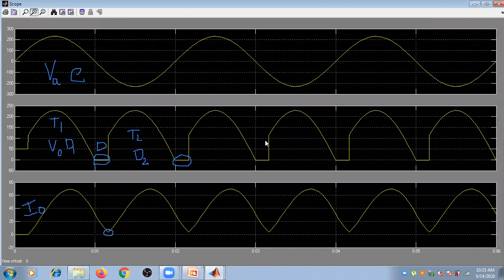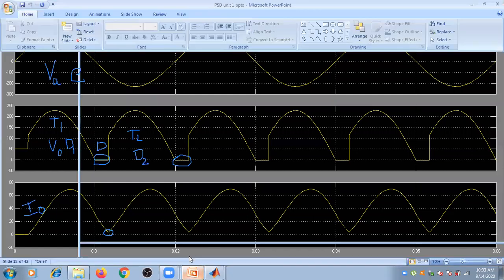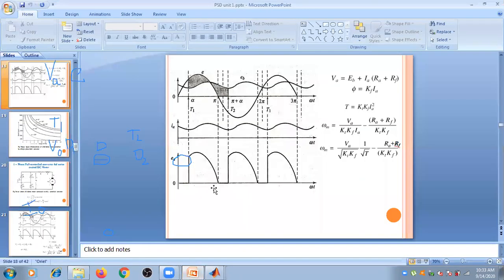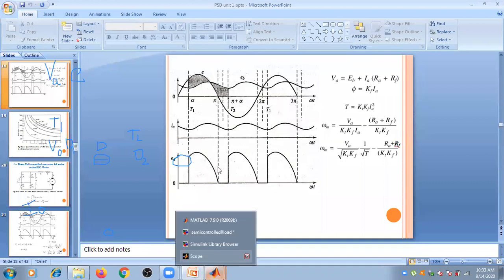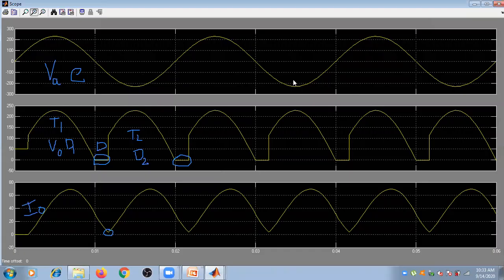So you can see the same output voltage as we have seen in the theory, and this is the same current, load current, similar to the theory. Okay, now you can observe, and this is the theoretical. This is the load voltage. This is the load current, and this is the sinusoidal supply voltage, and the same thing you can see in the simulation also.